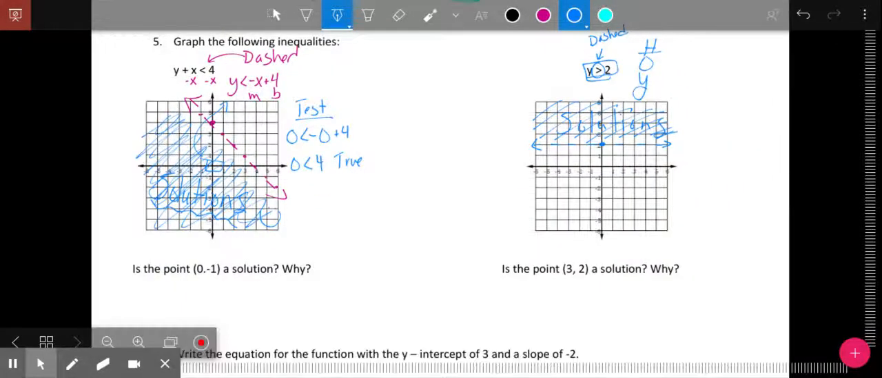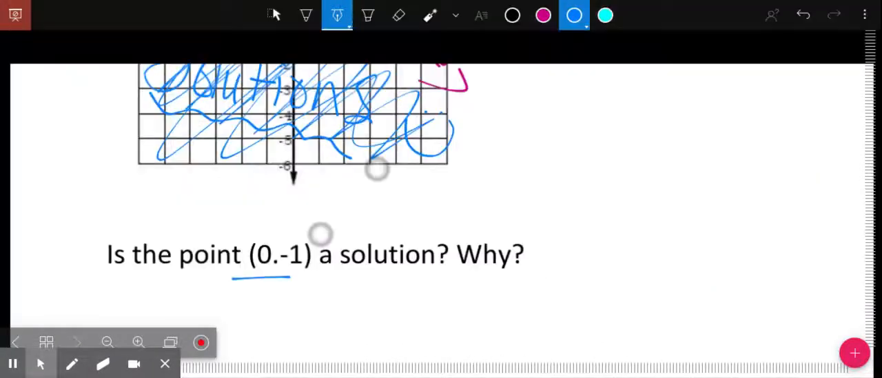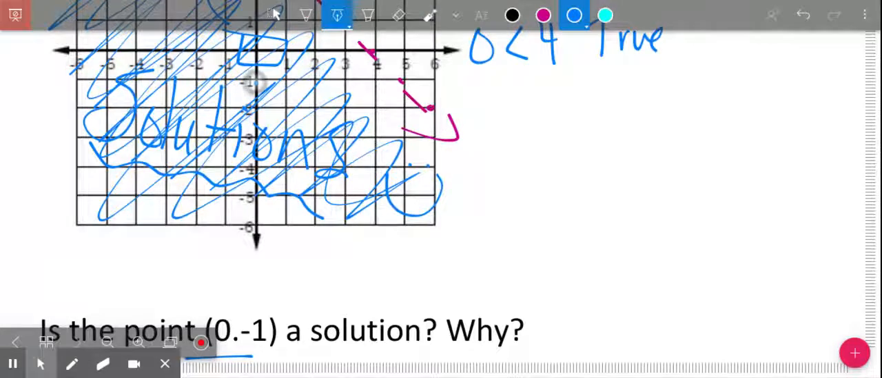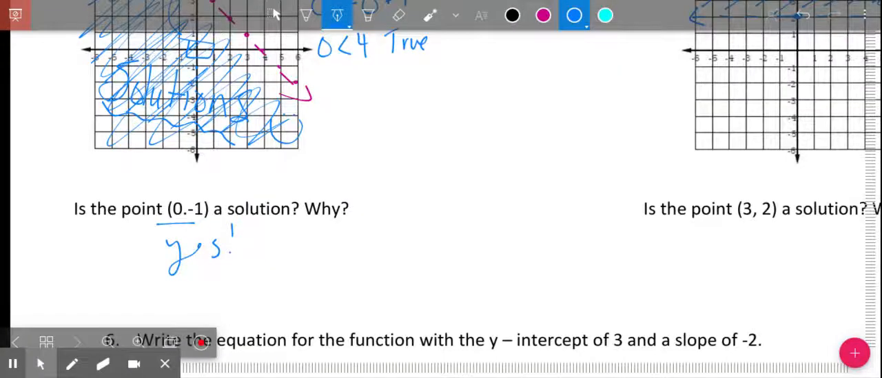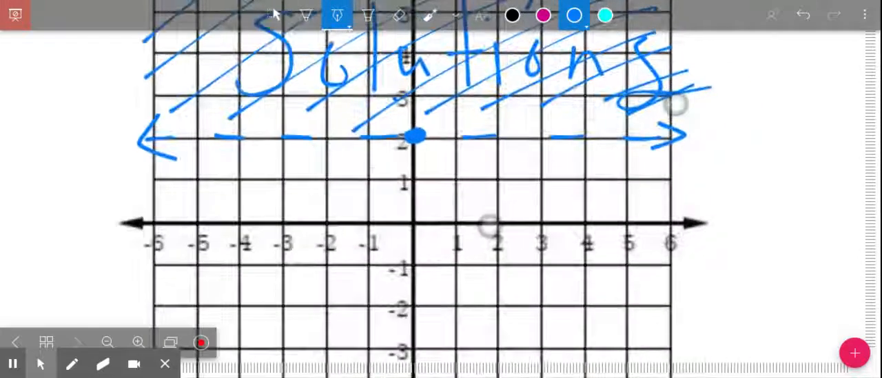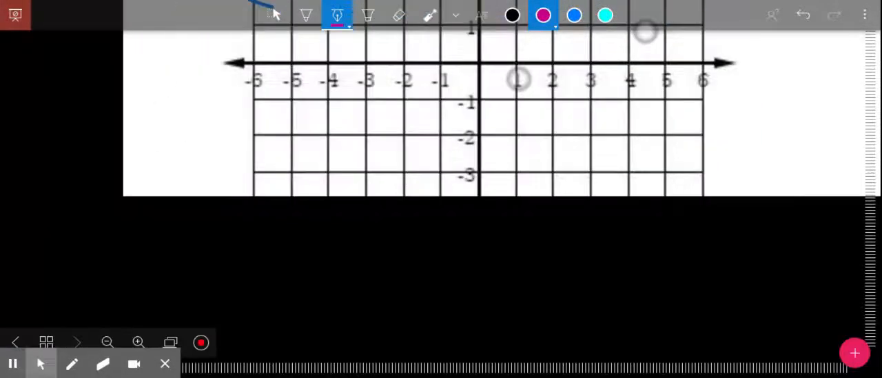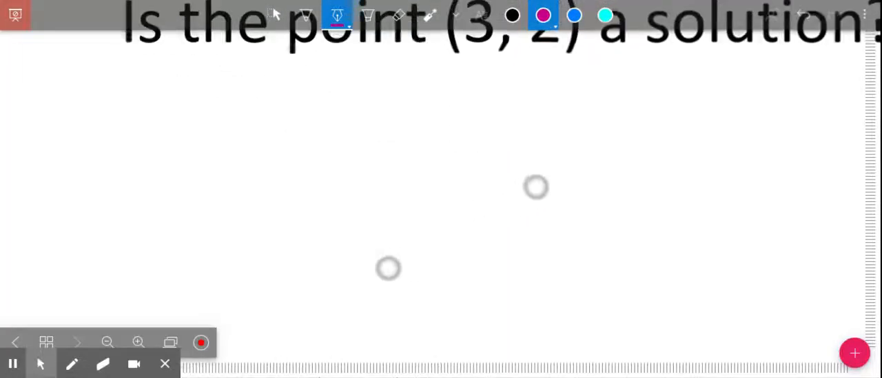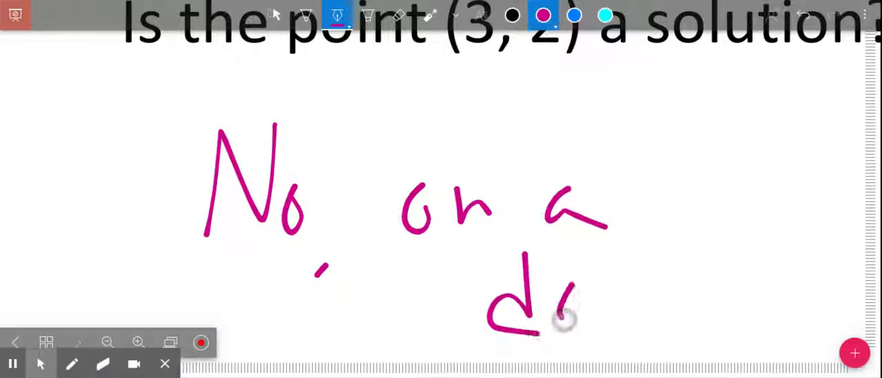All right. So a few extra questions. The first one says, is the point 0, -1 a solution? Yes, it is in the shaded area. And then the last one is, is 3, 2 a solution? Well, if we plot 3, 2, it's actually on our dashed line. So this one's actually a no, because it's on the dashed line.